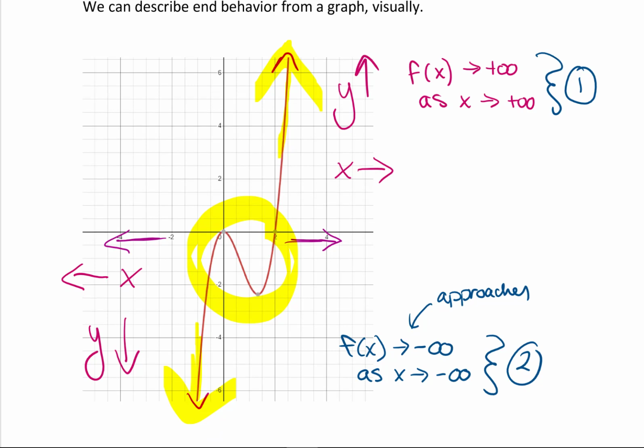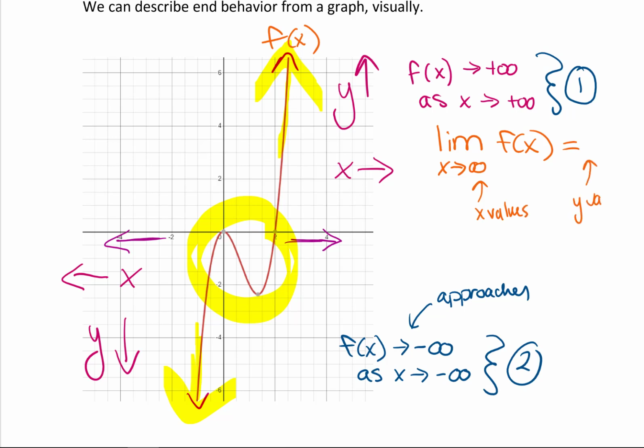Now I'm going to take our end behavior notation and write this in limit notation. So we write the word lim, that stands for limit, with an x, the arrow meaning approaching, and then we have our infinity sign, and then we label the graph of f of x. This is our f of x. And we say that the limit as x approaches infinity, so this is the x values that we're talking about, and our answer is going to be our y values.